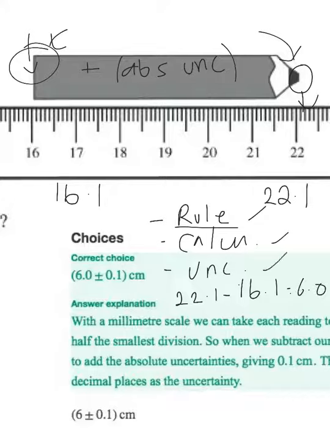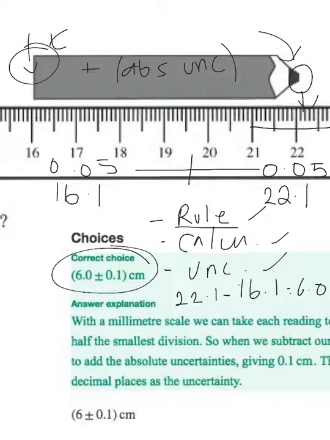So now let's deal with our uncertainties. We've got our answer. The absolute uncertainty here, because it's a millimeter ruler, it's an analog situation, is 0.05. But our uncertainty here is also 0.05. So we add our uncertainties, and we end up with an answer of 6 plus or minus 0.1.